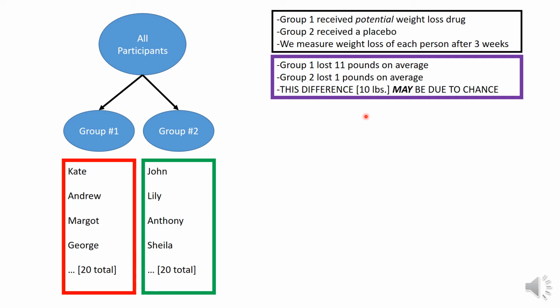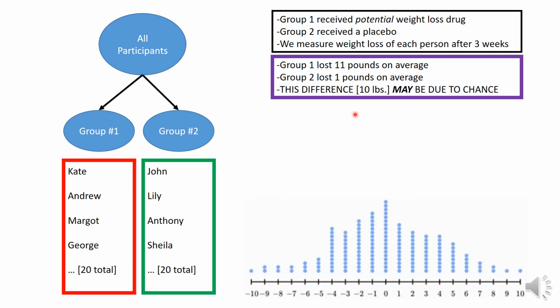What is the likelihood that this difference is just due to chance? So I'm going to go ahead and do those simulations again, where I now say, Kate, I'm going to say you're part of group 2. Andrew, you're going to stay a part of group 1, but Margot, you're now considered a part of group 2.